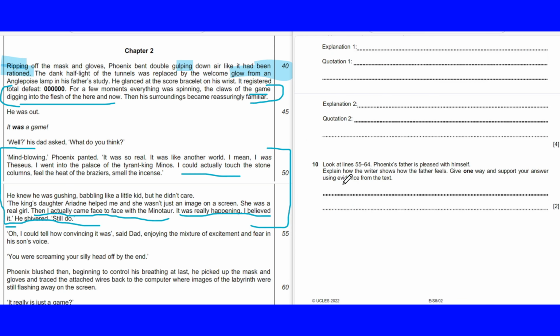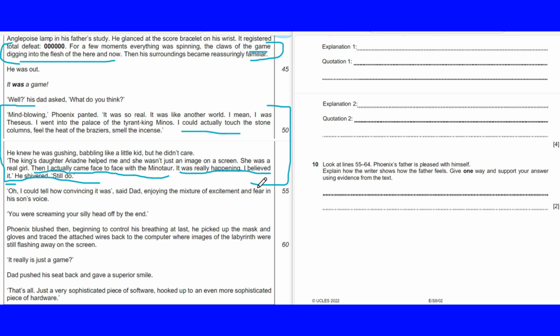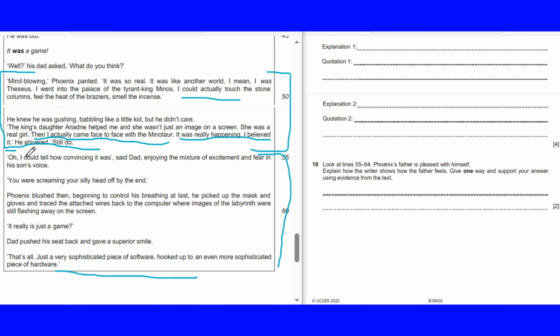Alright, now let's move on to question 10. Look at lines 55 till 64. So it will be from here up to the end. So 55 till the end. Right now, Phoenix's father is pleased with himself. Explain how the writer shows how the father feels. Give one way and support your answer using evidence from the text from here.